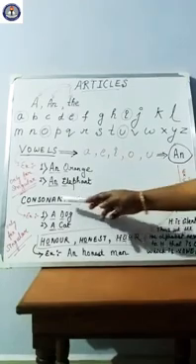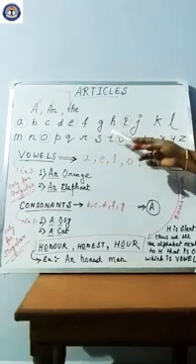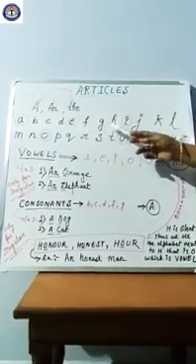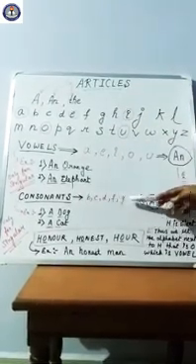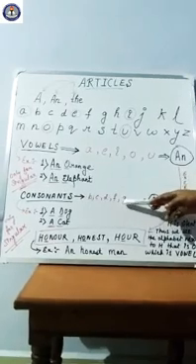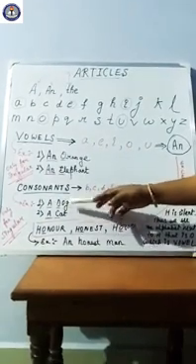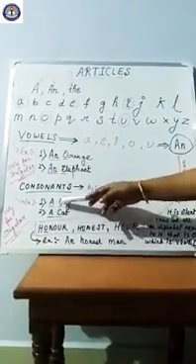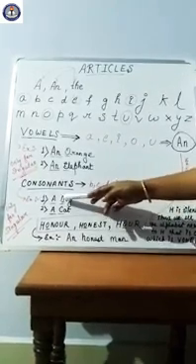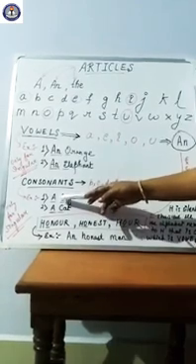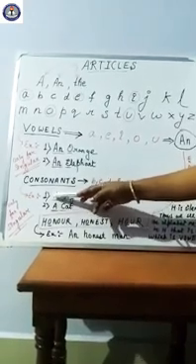Clear? Now, consonants. So, here A, E, I, O, U are vowels and the rest are consonants. The rest means B, C, D, F, G, and so on. So, these are consonants. Look at the example. A dog. So, dog starts with D and D is a consonant. So, where a word starts with a consonant, we use A before the word.